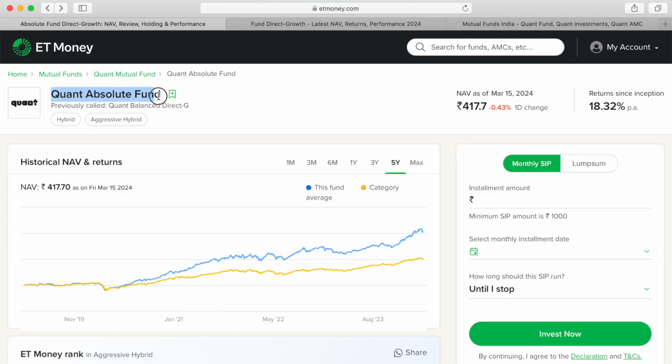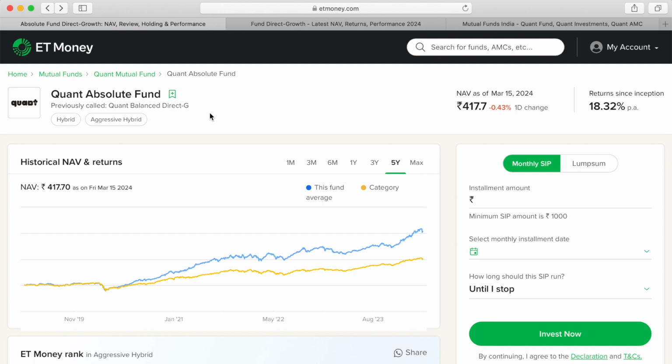Hi friends, in this video we will discuss about Quant Absolute Fund. This mutual fund was called Quant Balanced Direct Growth Fund earlier. It is an open-ended fund, you can invest at any time, and it falls under the category of aggressive hybrid fund. It indicates that a minimum of 65% will be invested in equity stocks and 35% will be invested in debt instruments.